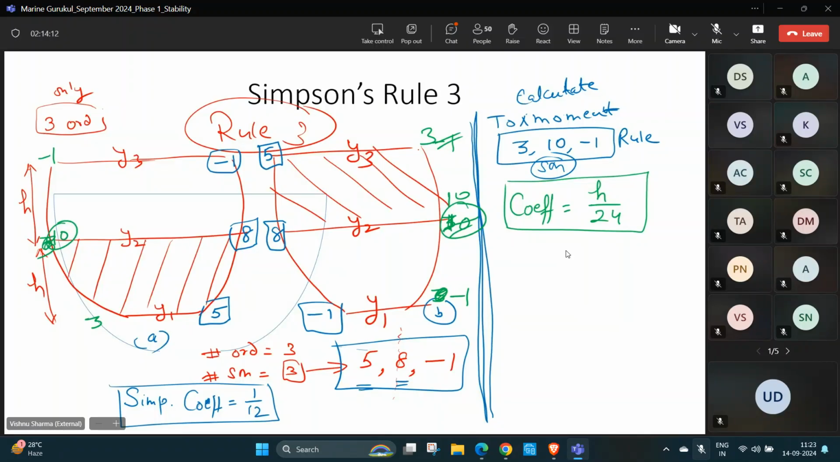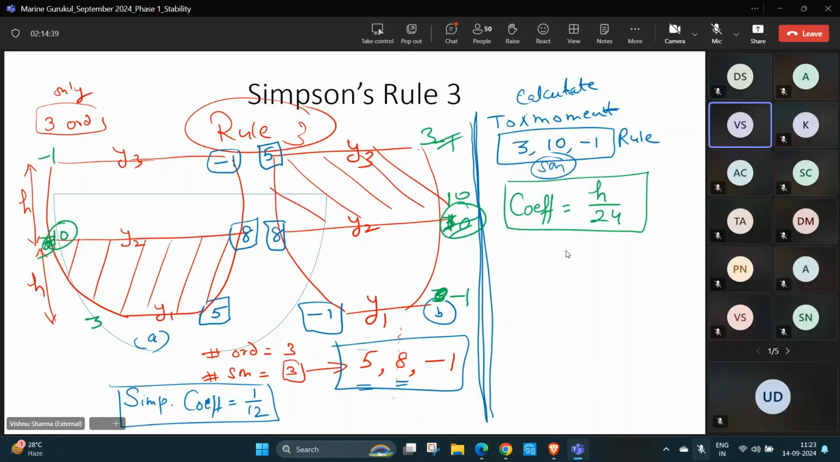So I would say coefficient is h by 24. Now one thing which none of you have asked me, I would have really loved to hear from you. When you say moment, the word is incomplete. What is missing in my word moment? Until now, moment of which axis? Moment of area which is shaded, about which axis? Because moment without axis is meaningless.